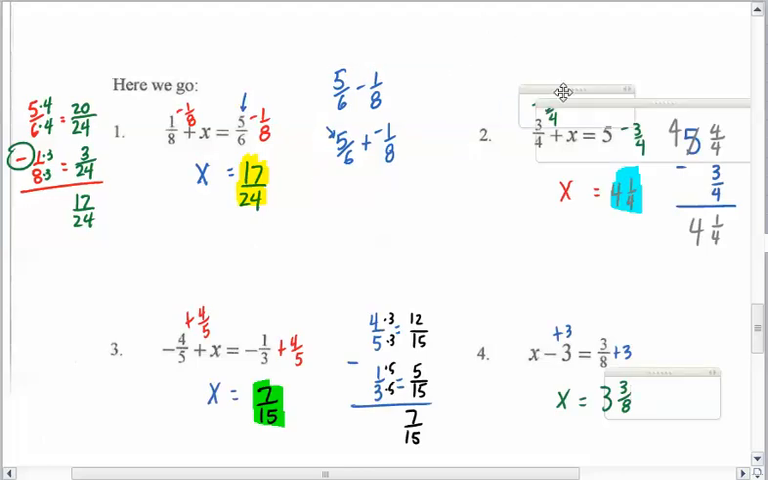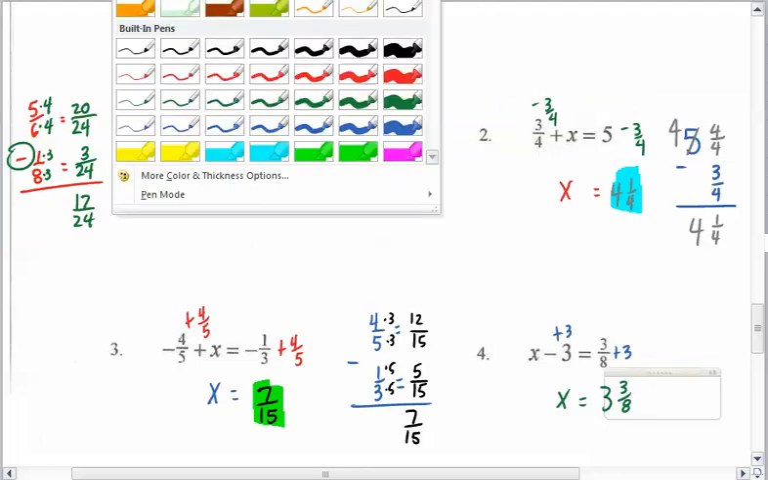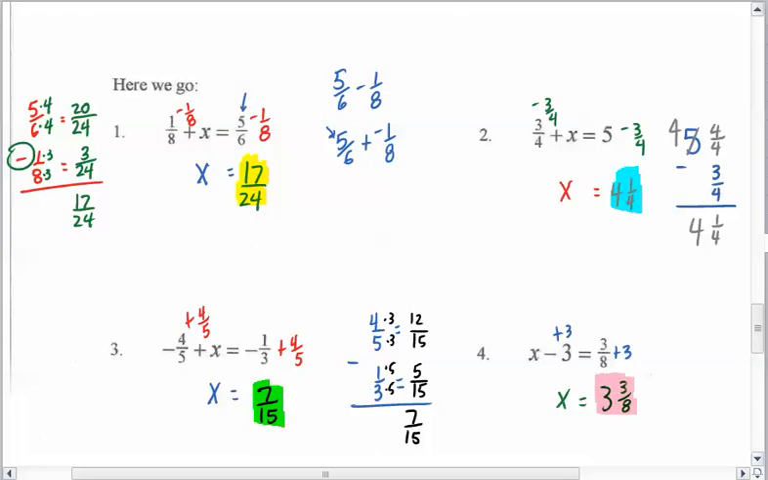Okay, here are your answers. Oops, I forgot to highlight that one for you. We'll do that in pink. There are the 4 answers. I hope you were successful. Now remember, on number 4, I didn't have to stack them on top of each other. There was no subtraction involved. I just had to add a whole number 3 to a fraction 3/8, 3 3/8.